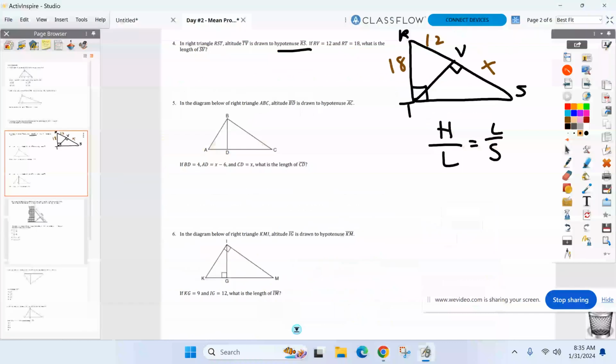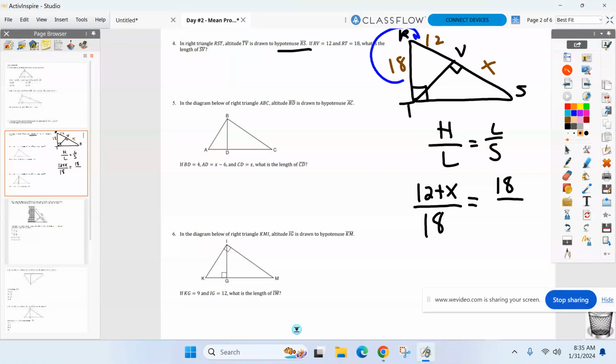Shara, how long is RS? 12 plus X. Okay, 12 plus X. Good, Lily? And then the leg, which they give me, is 18. Same leg, 18. Now I pick the segment next to 18, which is 12. So now I put the 12 in there, and now I cross multiply.